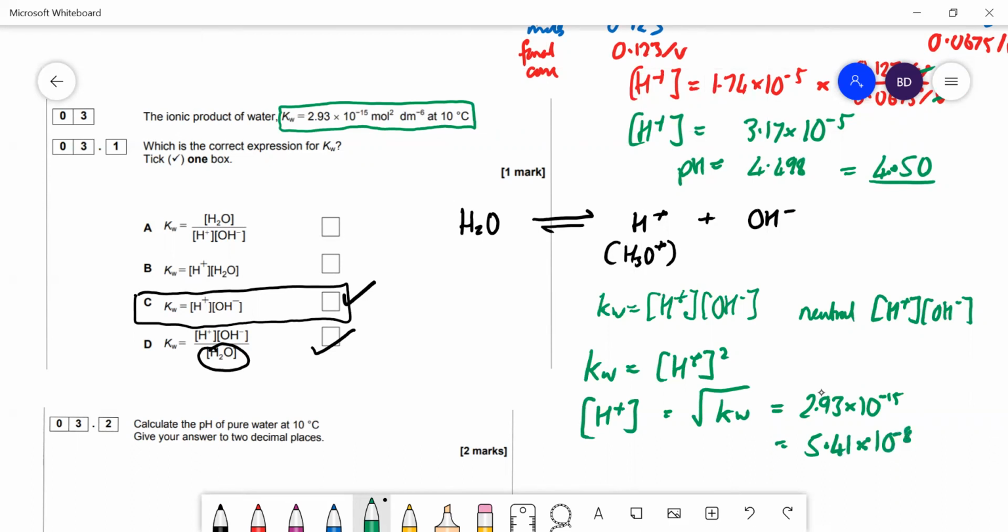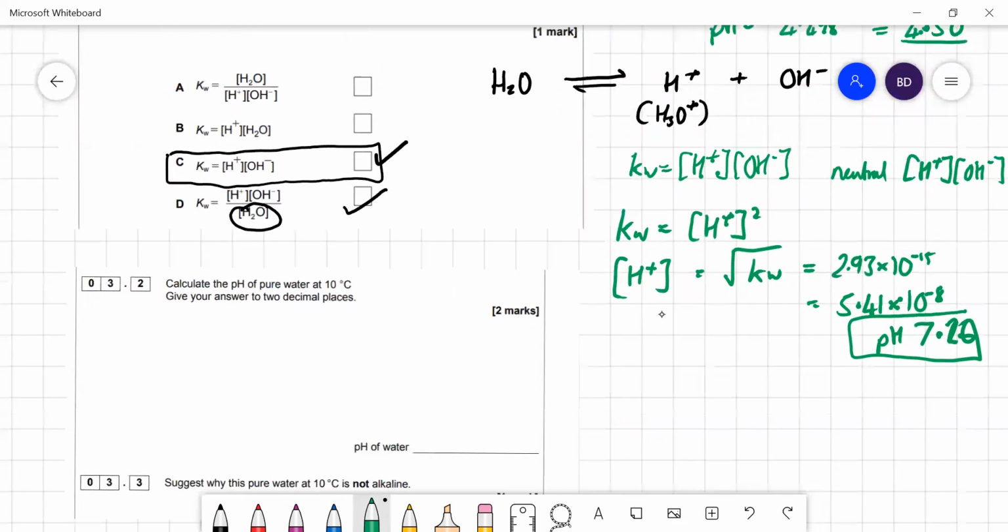Log it to get the answer. We get pH equals minus log of it, 7.26. Right, that is the answer. Now, the next part of the question is very common.